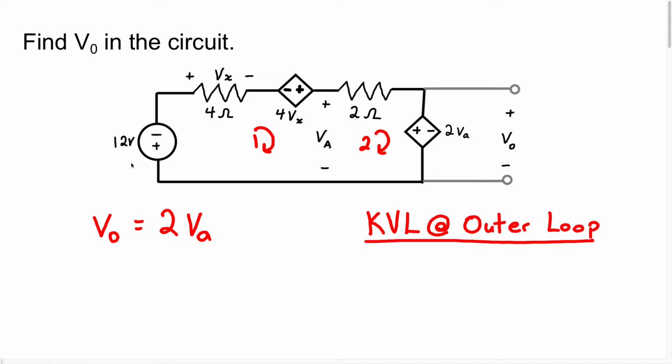Now I'm going to start at this 12 volt source here. I know when we walk in this voltage source, it's going to be a positive 12. And when we come around, we have plus Vx. So that's going to be the voltage in this resistor. The voltage in this source is going to be minus 4Vx. Now we're going to come all the way around.